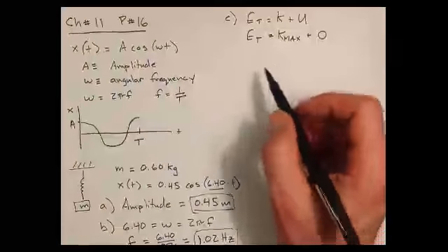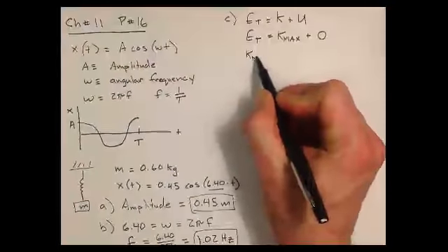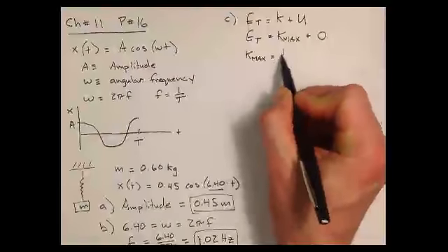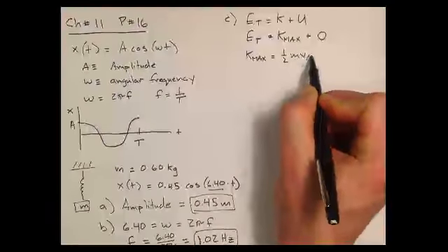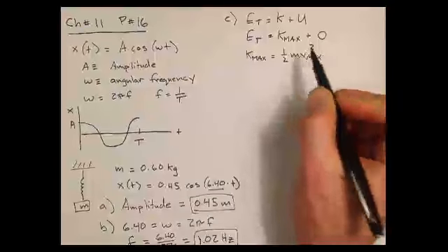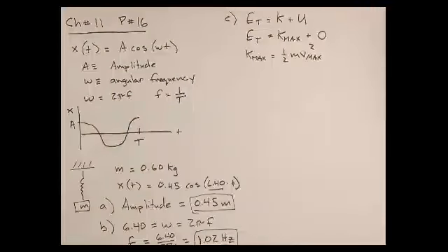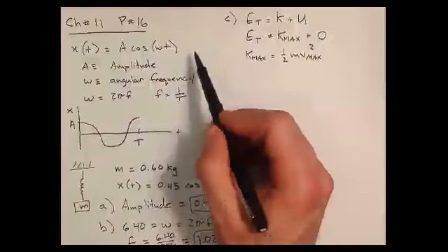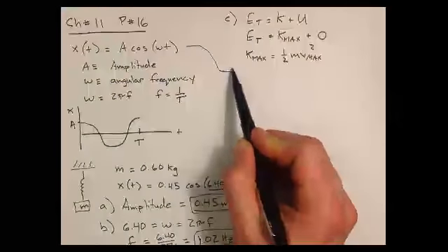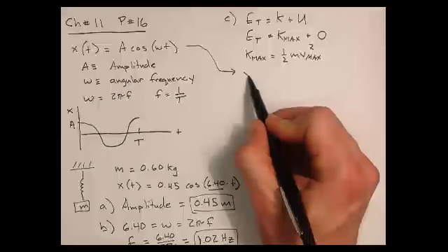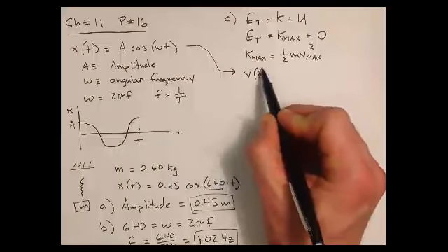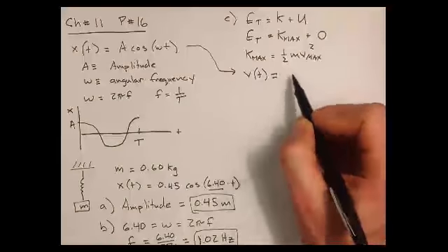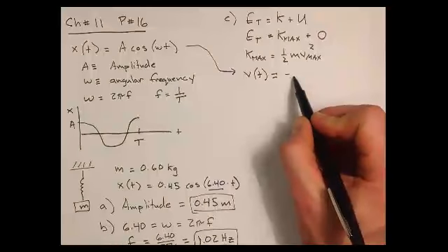How can I find that? K max would just be equal to 1/2 m Vmax squared, where Vmax is the maximum speed our simple harmonic oscillator achieves. How are we going to find that? Let's see. I'm going to cheat a little bit here, and some of you will get what I'm driving at, and some of you won't, and that's okay.